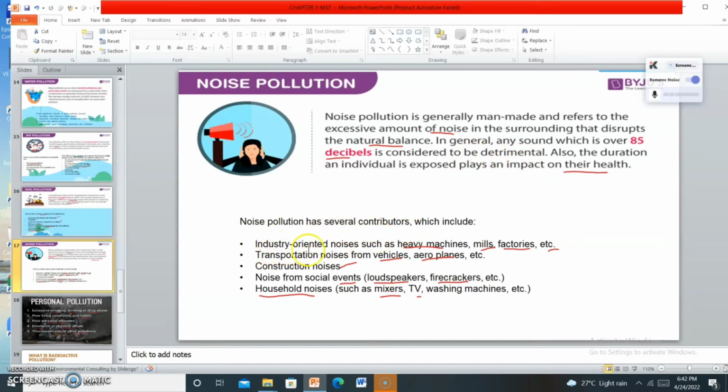First is industry-oriented noises such as heavy machines, mills, and factories. Next is transportation noise from vehicles, construction noises, noise from social events like loudspeakers and firecrackers, and lastly, household noise such as mixers, TV, washing machine, etc.